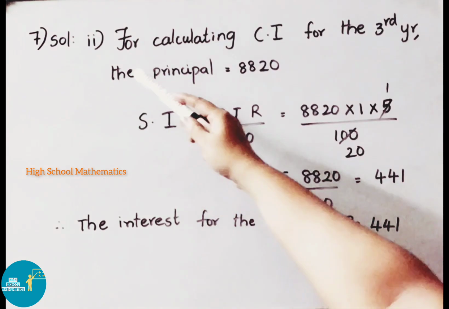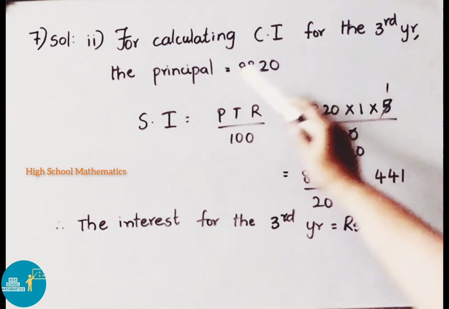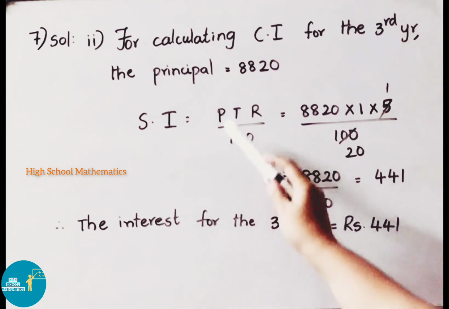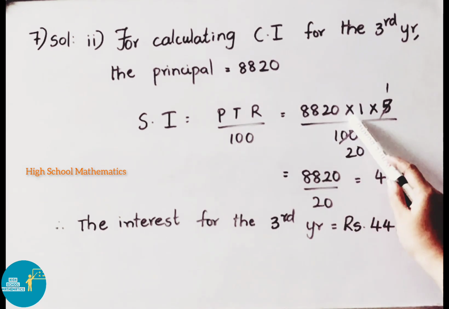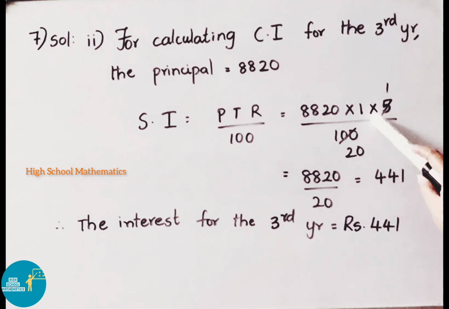See now 7th sum, second part. For calculating compound interest for the third year, the principal amount will be 8,820 rupees. Simple interest formula, that is PTR by 100, equals principal amount 8,820 into time period. Previously we have calculated compound interest for 2 years. Third year means 1 more year we have to calculate. So we have taken time period as 1 into rate of interest, which they have given in the question as 5%. So 5 by 100.